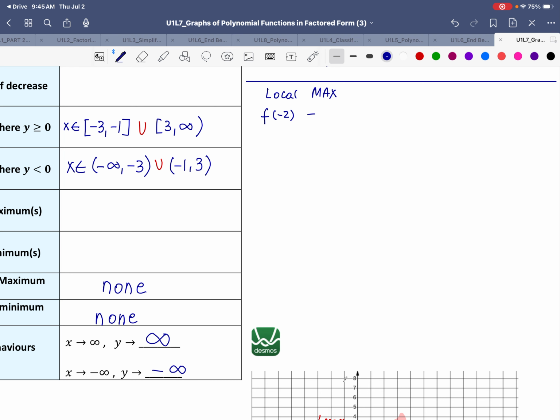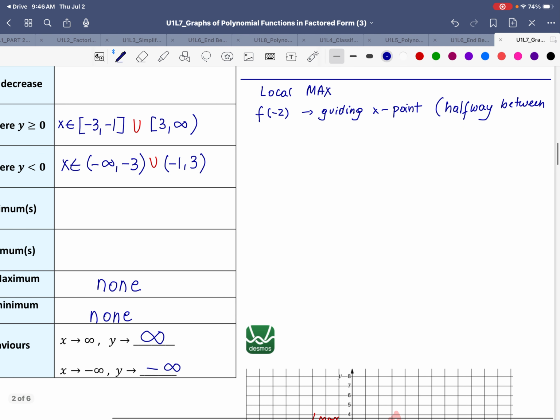This is going to be my guiding x value for the maximum, or a guiding point that is a little bit more general. And where do I get that? Halfway between the x-intercepts. So I don't just pick and choose because I like a number, right? Halfway between the two consecutive x-intercepts.